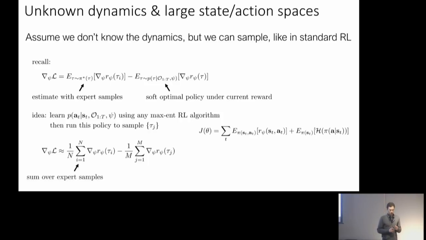Seems good. So any thoughts about what the big problem with this approach might be? What does it mean to sum over the policy samples? So you train the optimal policy with respect to this objective for the current reward, then run that policy m times to collect m samples tau j. It's computationally expensive. Yeah, that's an interesting answer.